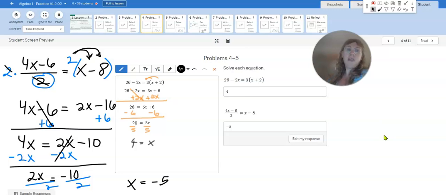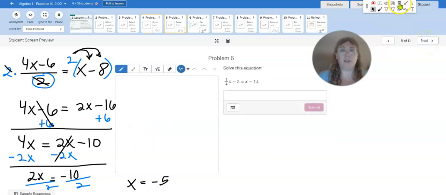Beautiful. So there's our answers for slide 4. Make sure you get everything in, all set. And when you're all set, push ahead to the next slide, which is problem 6.